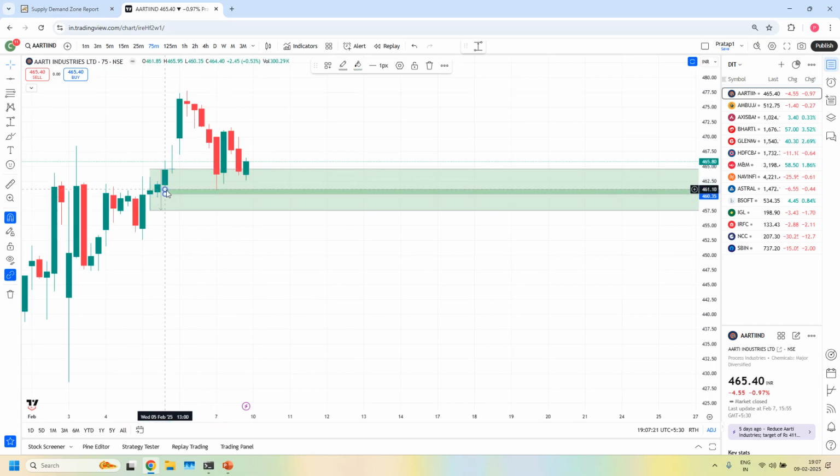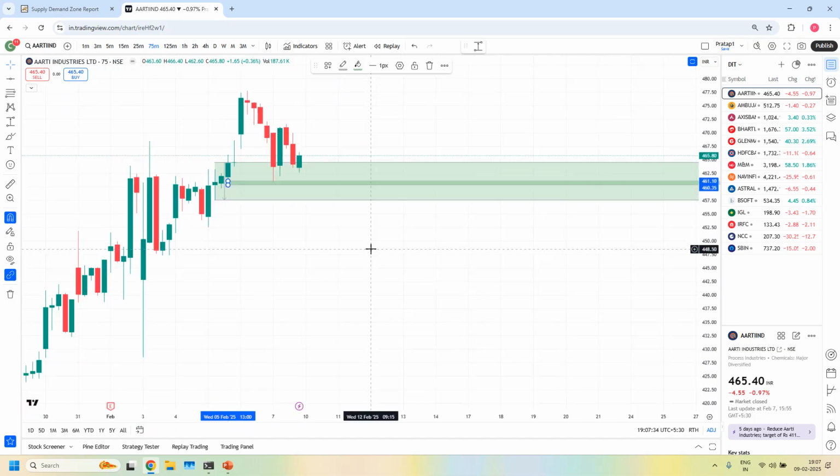Inside 75 we have a 15 minute demand zone. Such kind of order flows are stronger. See, the moment price entered, it started moving up. That way this zone is a high probability trade setup. This is even more high probability compared to the remaining, that's why it got a success rate. It tested and then moved up.